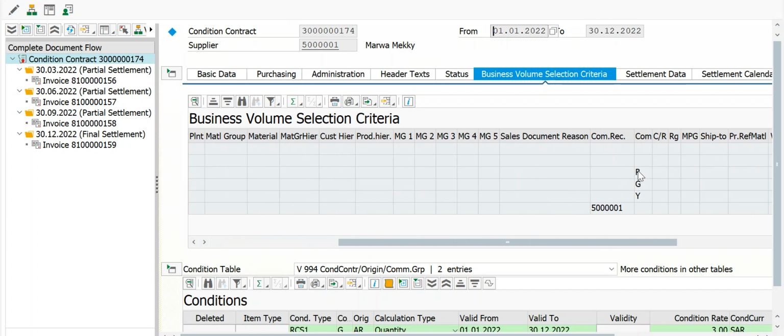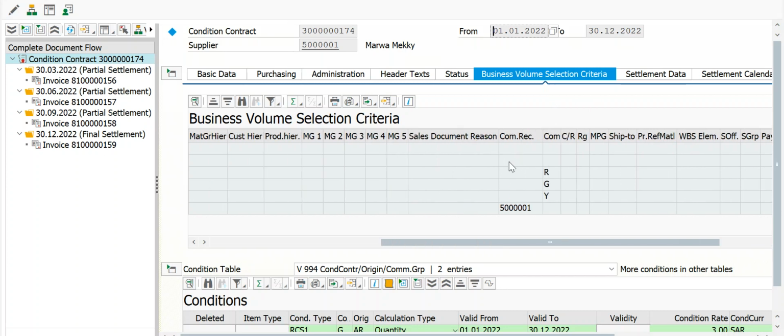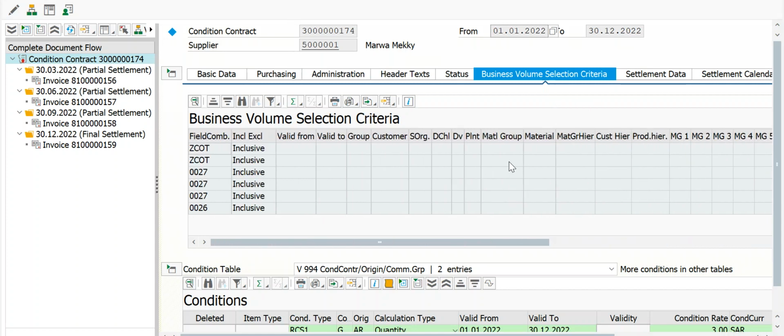And here we mentioned the commission groups as red, green, or yellow. And our country of origin is Spain and Argentina. So this means these are the selection criteria. These are the criteria we need to look for in the billing documents and the materials in these billing documents in order to take these billing documents into consideration.